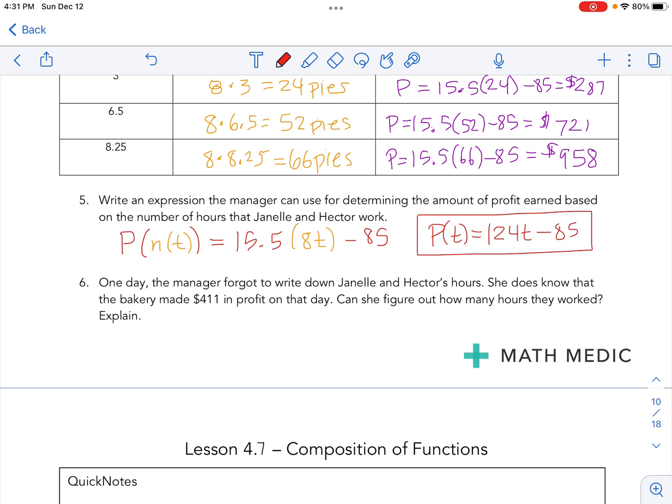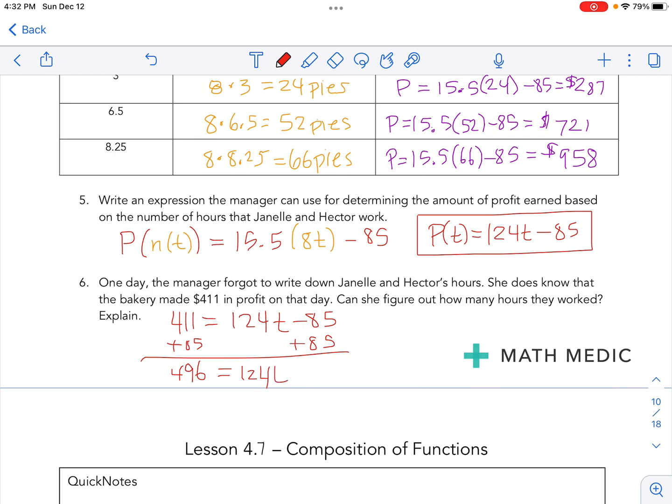So now it says, one day the manager forgot to write down Janelle and Hector's hours. She does know that the bakery made $411 in profit that day. So now we can use that function and work backwards and find how much time was spent making the pies. So we know that they made $411 in profit, and so that's going to equal 124 times t minus 85. And then we can figure out how much time was spent in the bakery. So we can just add 85 to both sides.